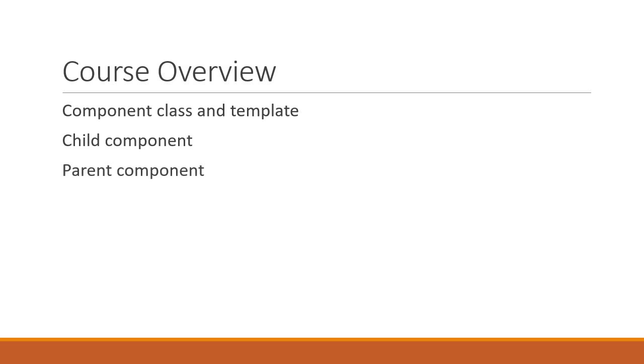We will take a look at a single component which consists of a class and a template. The class interacts with the view through an API of properties and methods. That is going to be our starting point. We will then turn our attention to child and parent components, how the two interact with each other. Finally, we will also take a look at communication between components using services.